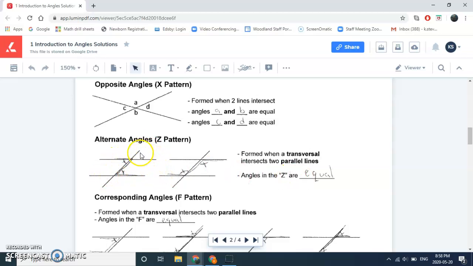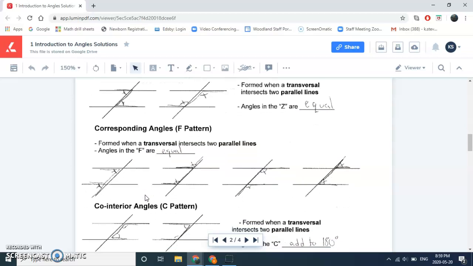So our transversal line is that line that comes down in between those two parallel lines and it almost connects the two of them. That's our transversal line. So again, we've got corresponding angles, formed when a transversal intersects two parallel lines and forms an F. So we have our parallel lines and then our transversal coming down, and we see that we're getting an F pattern there.